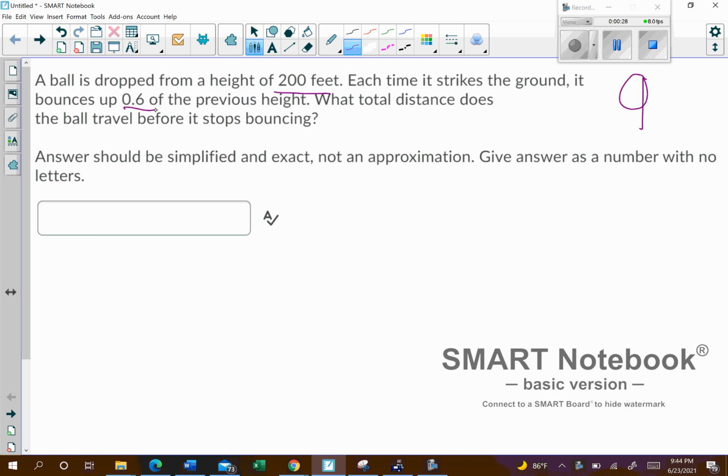So our equation for this is going to be A sub n equals... now the first bounce is not 200 feet. That's where you're dropping it from. So you need 60% of 200 feet, which would be 120 feet. So that's going to be our first term. And then our ratio here is 0.6, because each time it bounces, it's going to get 0.6 back. And then we'll have n minus 1.